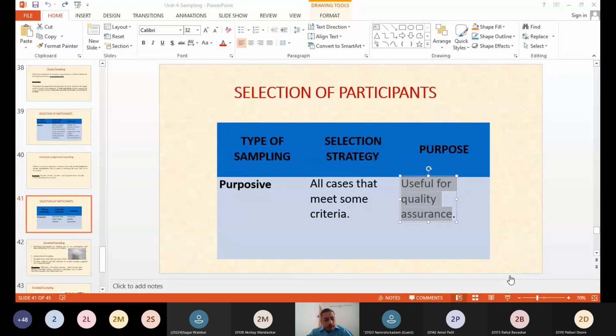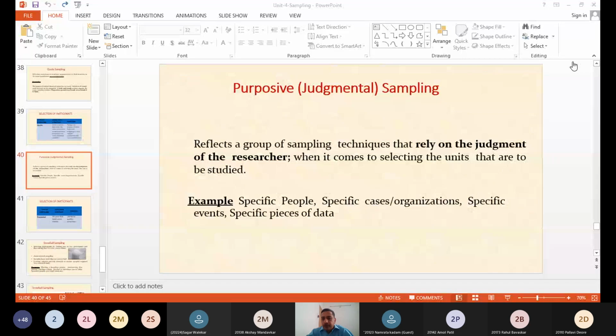Is this method of purposive or judgmental sampling understood to you all? Is there any query related to this technique? No, sir. No, sir.